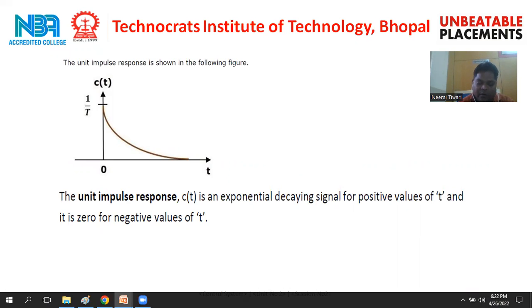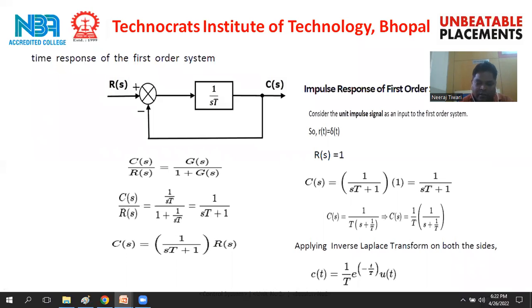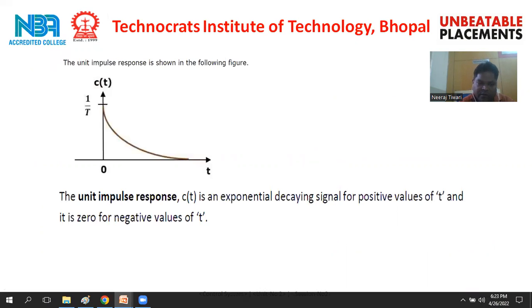So in this case, for the output response curve, the output equation has only the transient term. It is not a steady state term. So we cannot find out the output response curve for the impulse signal. The unit impulse response c(t) is an exponential decaying signal for positive values of t, and it is 0 for negative values of t.